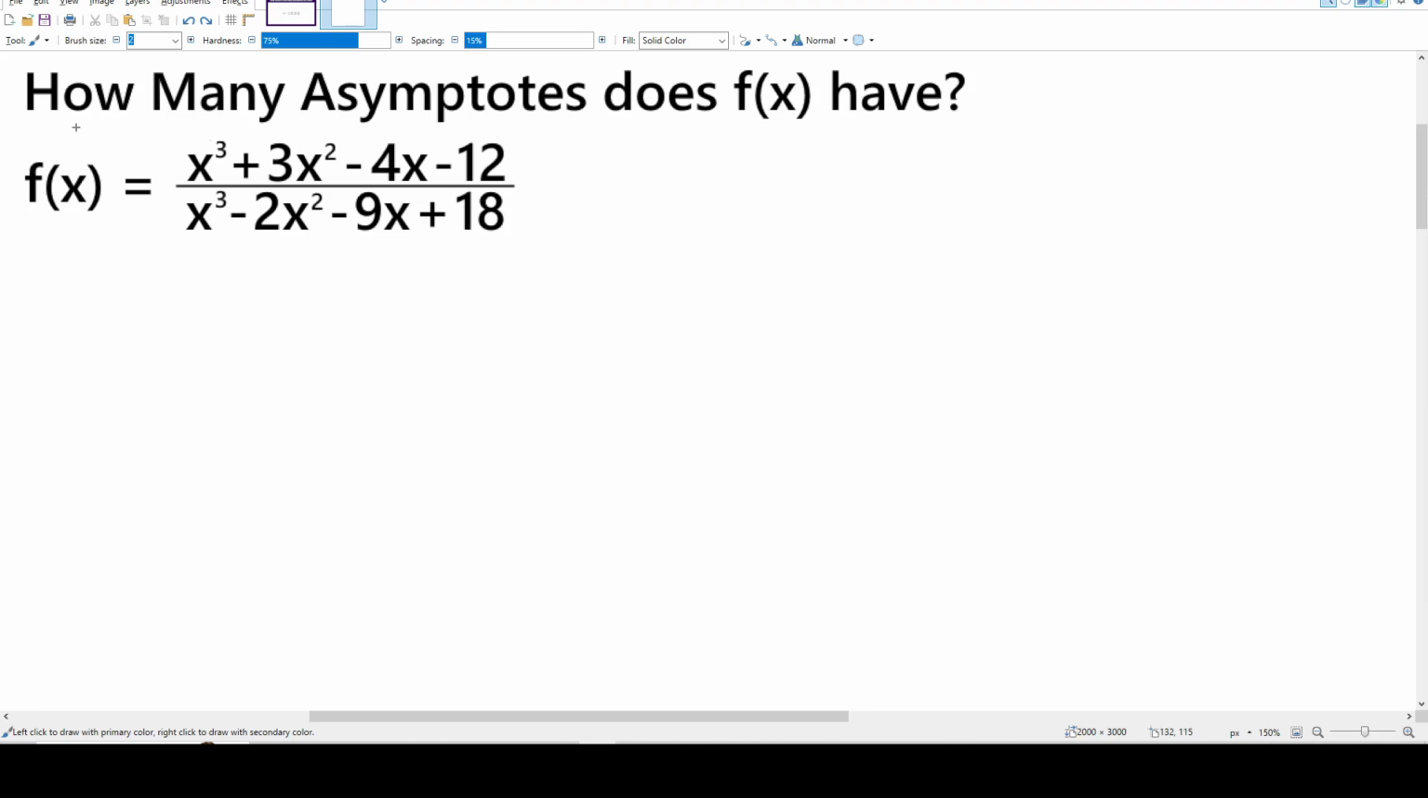Hello. How many asymptotes does the following rational function have? Take a minute to try this problem for yourself, otherwise I'm going to show you how I solved it.